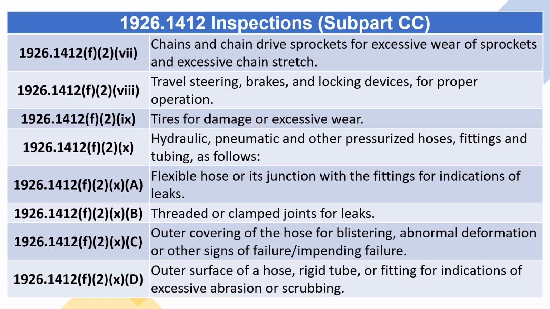Hydraulic, pneumatic, and other pressurized hoses, fittings, and tubing, as follows. Flexible hose or its junction with the fittings for indications of leaks. Threaded or clamped joints for leaks. Outer covering of the hose for blistering, abnormal deformation, or other signs of failure or impending failure. Outer surface of a hose, rigid tube, or fitting for indications of excessive abrasion or scrubbing.